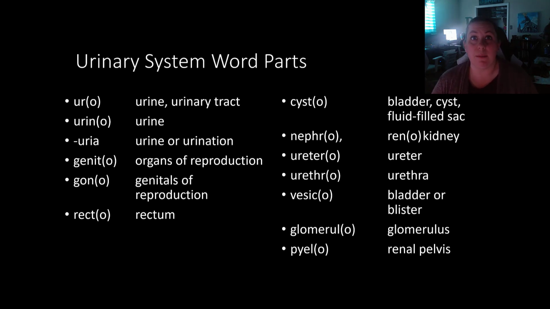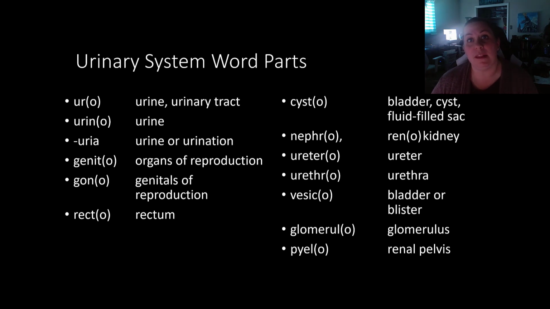Genitals are the organs of reproduction, whether male or female. Gona is also related to the genitals of reproduction, but that is what we call the gonads. The gonads are the ones who actually produce the egg and the sperm, which are the gametes. Recto is the rectum. Cysto is what we call the bladder. But cysto can also mean cyst or fluid-filled sac, so you have to be careful with that. But think about it, a bladder is a fluid-filled sac. It's just full of urine instead of other things.